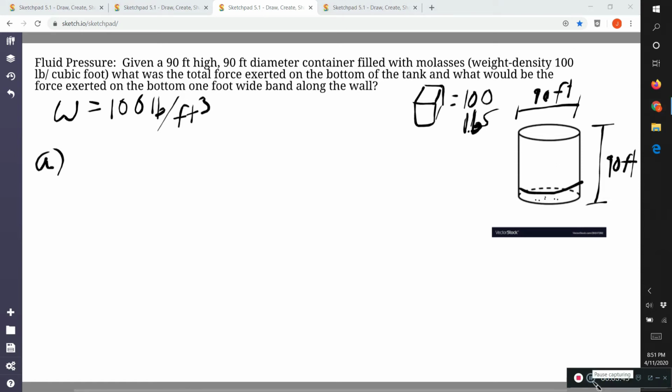The formula we derived a little bit ago is that the force is going to be equal to the weight density times the height of the liquid times the area it's exerted on. We know the weight density to be 100 pounds. We know the height of the liquid. If this tank is filled with molasses, the liquid was 90 feet high. Now, for every point on the bottom, and this is important, this is why we don't need calculus, the liquid above that point is 90 feet high.